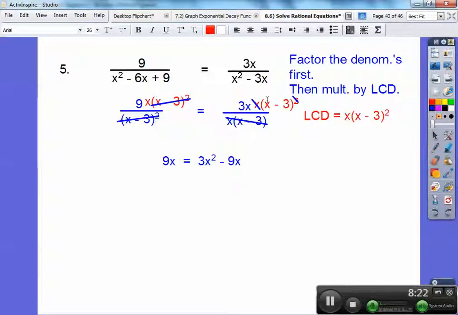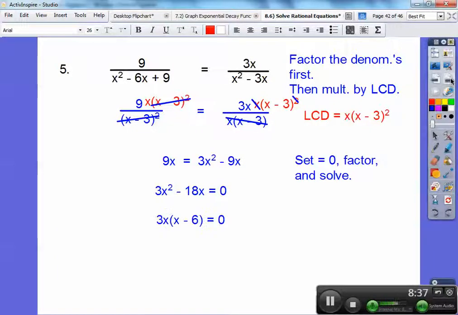So watch, you're going to get, and I distributed the 3x through. 3x times x is 3x squared. 3x times negative 3 is negative 9x. Got to make it equal to 0, so I'm going to subtract 9x. Careful, don't make the Algebra 1 error. Negative 9x minus 9x is minus 18x, you guys. Okay, so now it's equal to 0. Now we're going to factor it. 3x times x minus 6, I can GCF that out. So I get x equals 0 or x equals 6.